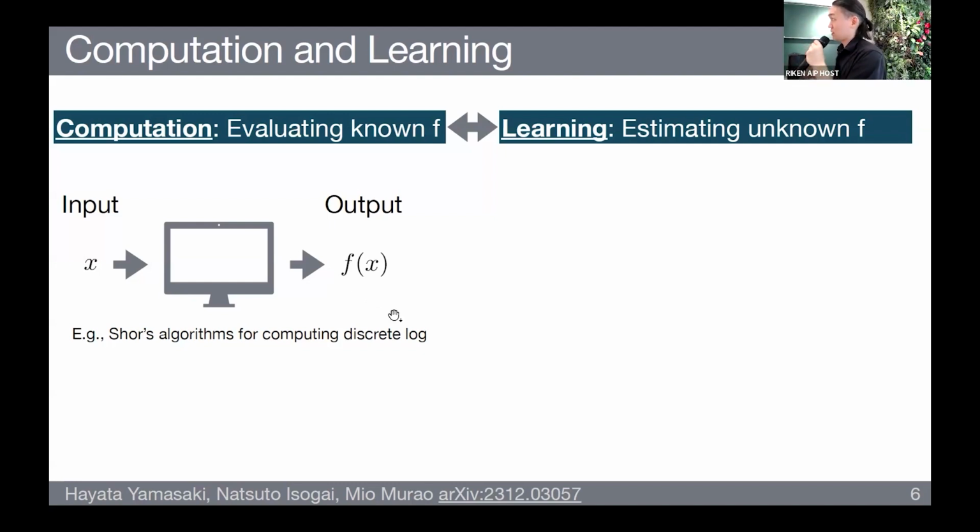For example, there's a well-known quantum algorithm called Shor's algorithm. This computes a function such as the discrete log, or factorizes integers. Classically, it is unknown how to compute the discrete log within polynomial time, but the quantum algorithm can compute the discrete log function within polynomial time.